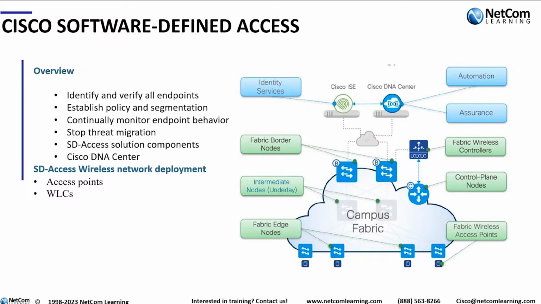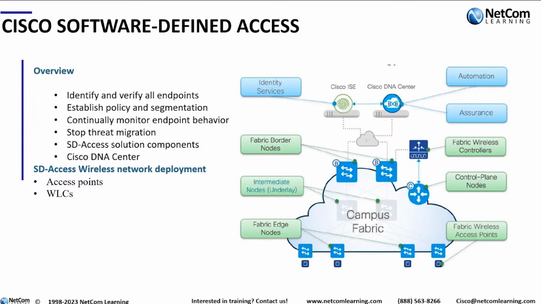By identifying and verifying all endpoints, for example IoT devices, you can establish policies and segmentation to ensure the latest privileged access for endpoints and users. With continual monitoring of wireless and endpoint behavior, it helps you ensure compliance, including for encrypted traffic. It allows you to stop threat migrations and quarantine endpoints whenever needed.